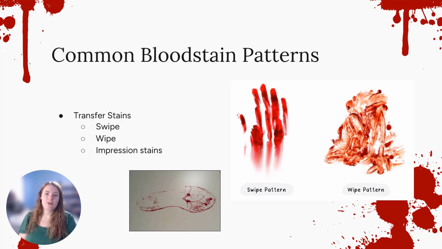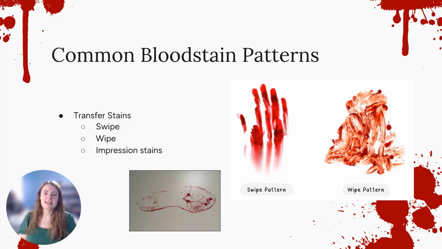Now, there is a category of bloodstains called transfer bloodstains. These occur when blood moves from one object to another through direct contact. For example, a swipe stain is caused by a bloody object that moves across a non-bloodstained surface, and that causes the blood to transfer from the moving object to the surface. A wipe is the opposite because it occurs when a non-bloodstained object moves across a bloodstained surface, causing the blood to transfer from the surface to the moving object.